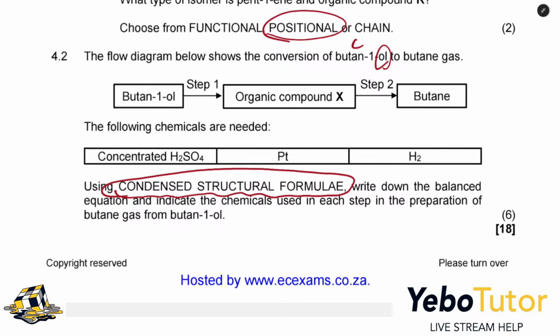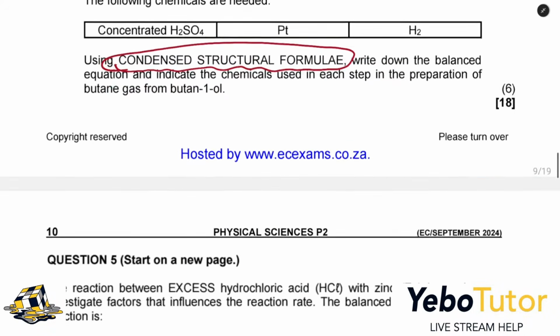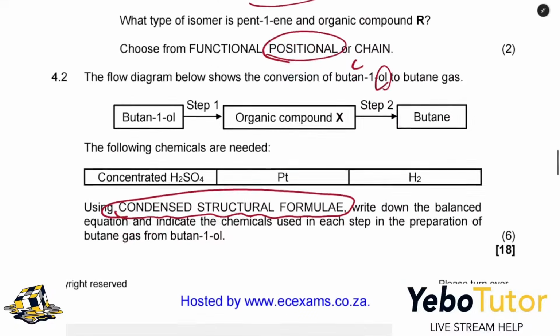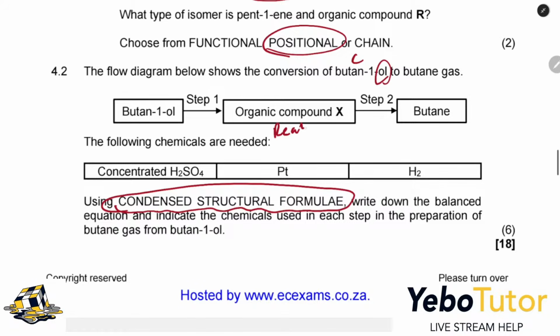In order for us to do that, we need to look into 2 different things, because they say to write down the balanced equation and indicate the chemicals used in each step of the preparation. So we can see reaction 1, the first reaction which happens here. We have our dehydration reaction, and we can see that the reactants have the condensed structural formula, and also the products, with the correct context.